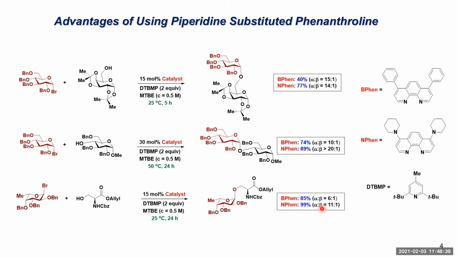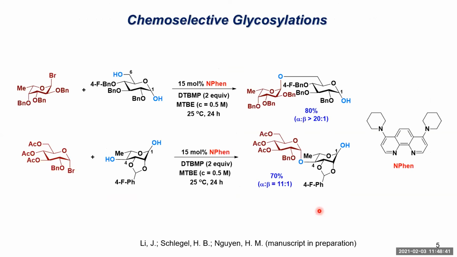Next, we are also using this N-phen to perform chemoselective glycosylations by taking advantage of the difference in nucleophilicity of the alcohol versus this hemiacetal. In this case, we show examples of coupling a primary alcohol and a secondary alcohol to a sugar moiety, and we get great yield and great selectivity.